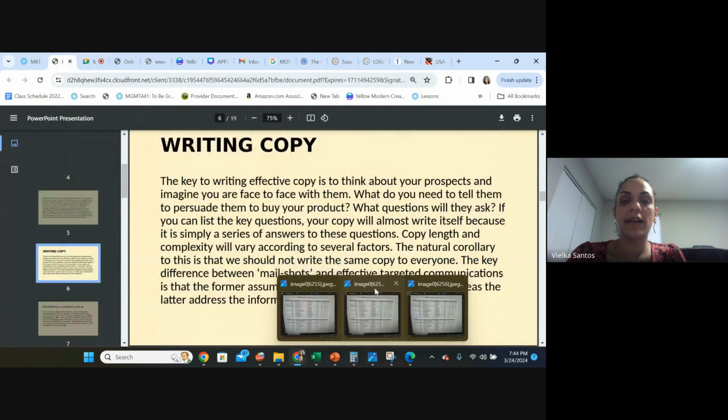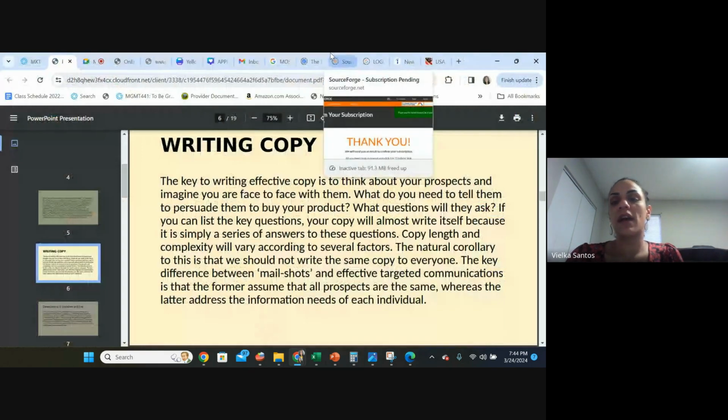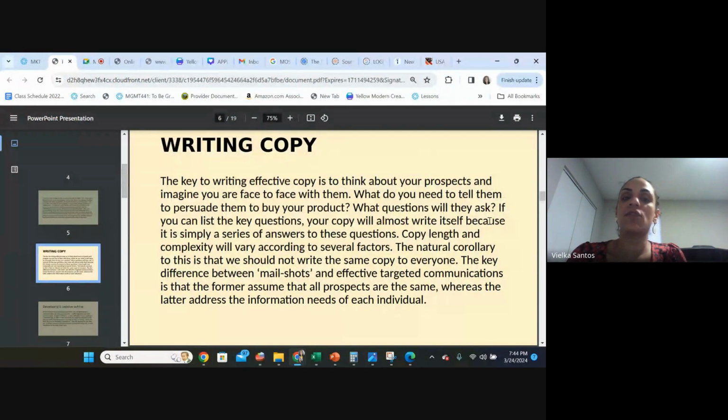Again, the key to writing effective copy is to think about your prospect and imagine you are face to face with them. What do you need to tell them to persuade them to buy your product? What questions will they ask? If you can list the key questions, your copy will almost write itself. That means if you can create solutions for them with your copy, you are practically done, right?